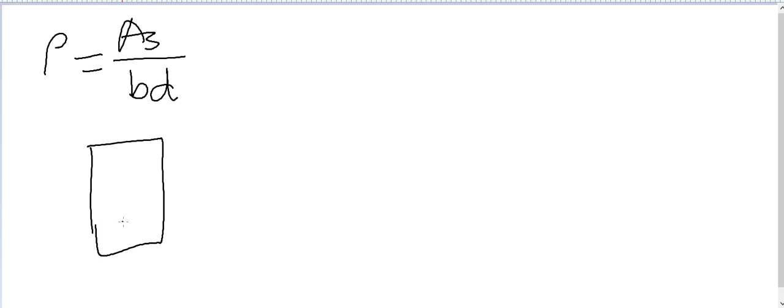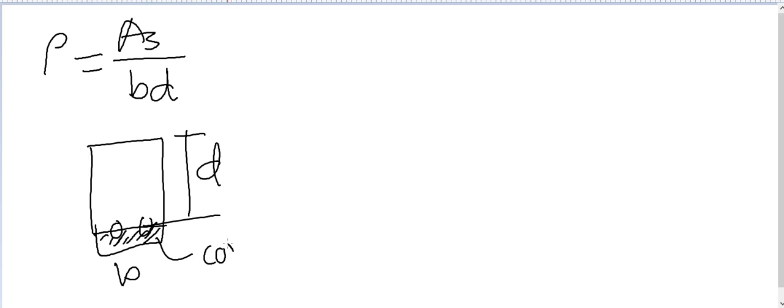If this is my reinforced section, this portion is D and this is B. Anything below the reinforcement is just cover for the reinforcement. It doesn't do anything structurally. So our main section is B times D, that means this area, and it is only for beam.